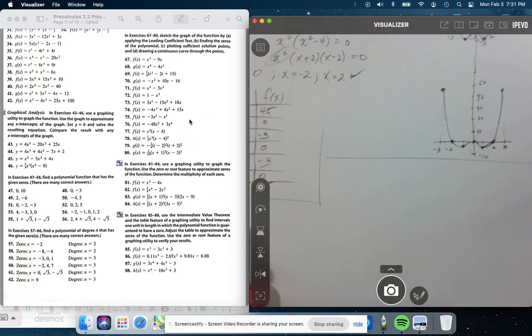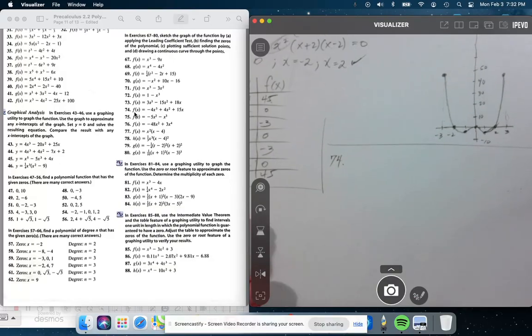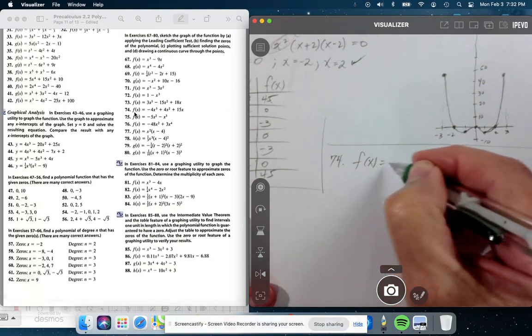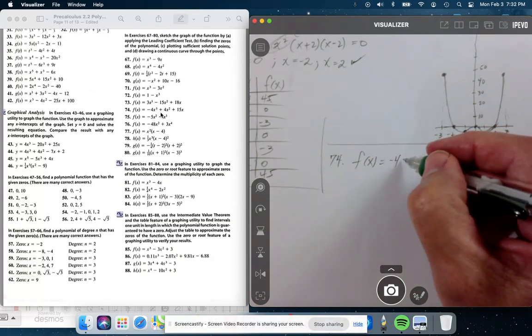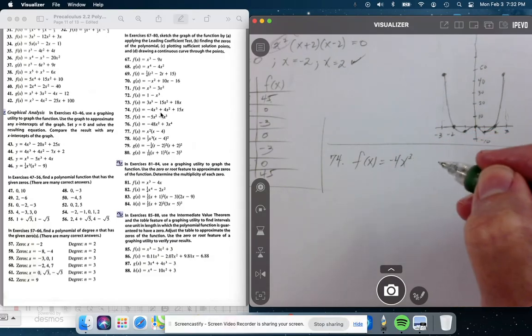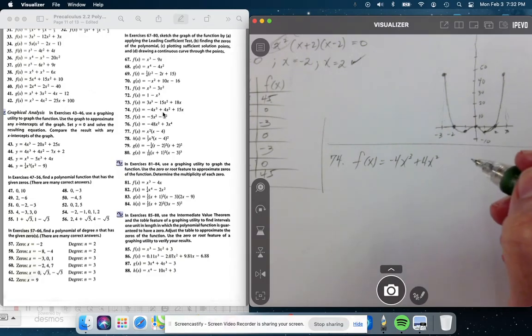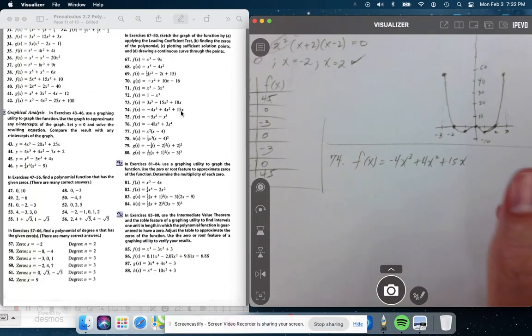Let's look at one that's a little bit more complicated. We'll do 74 as well. So 74. F of x is equal to negative 4x cubed plus 4x squared plus 15x. Okay.